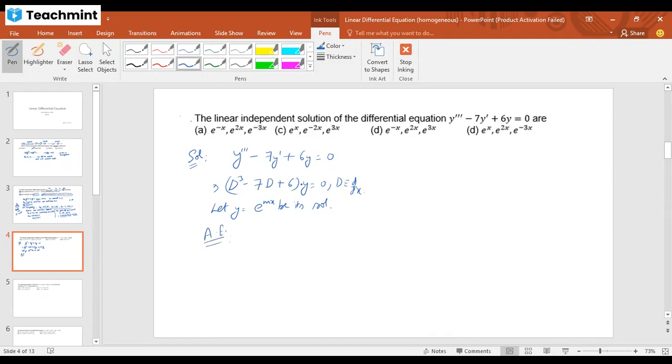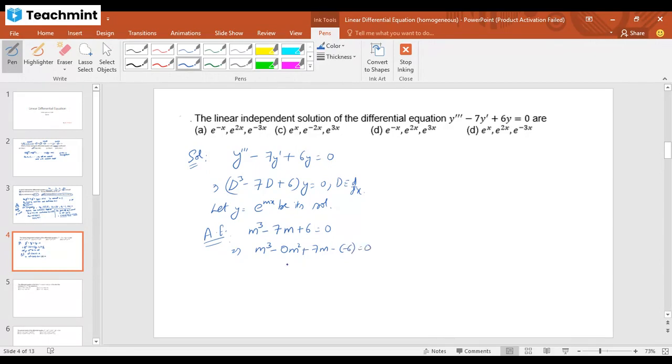The auxiliary equation is obtained by simply replacing D with m, and we drop the dependent variable y. So we get the auxiliary equation as m cube minus 7m plus 6 equal to 0. It is a cubic polynomial, right? And in case of a cubic polynomial, we have 3 roots. If we write the general cubic equation, it is of the form m cube minus 0m square plus 7m minus of minus 6 equal to 0.